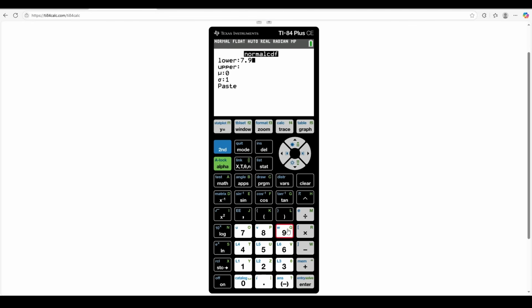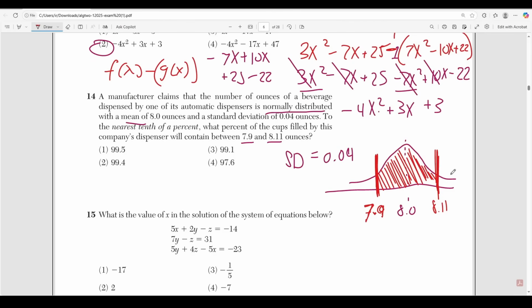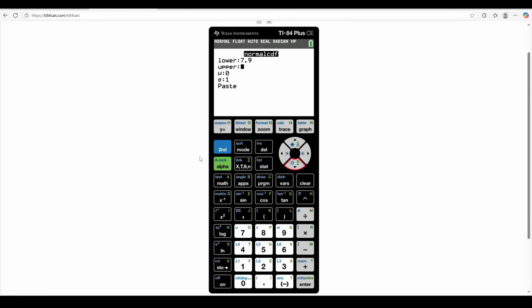So here I put 7.9. My upper bound, well, it's the other side of this fence. So I want the calculator to look for the highest value, which is 8.11. Okay? And finally, this mu symbol right here, something that looks kind of like a U, is going to be the mean, which is 8 in this case. And this symbol right here, sigma, is a standard deviation, right? Which in this case was 0.04. Press enter again to paste this, and then press enter another time.